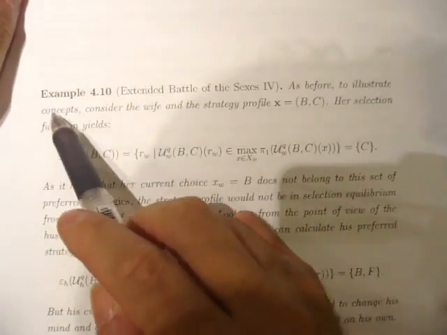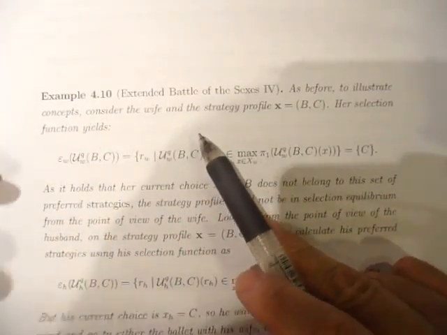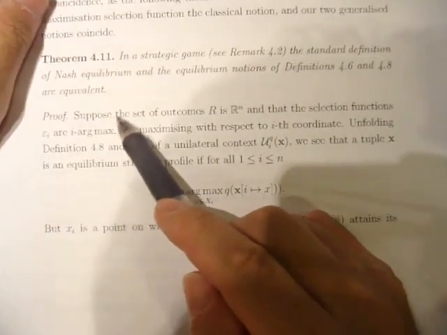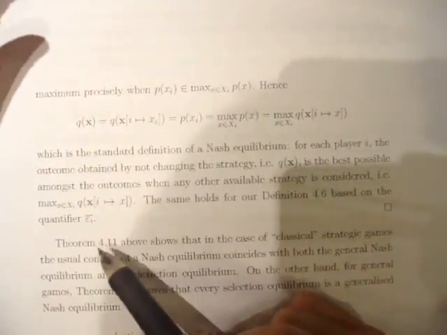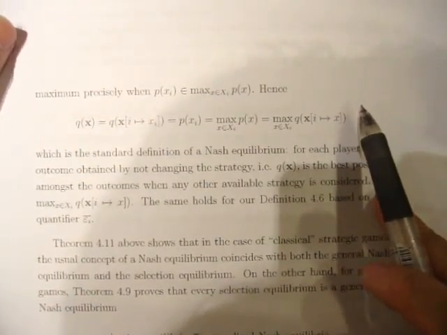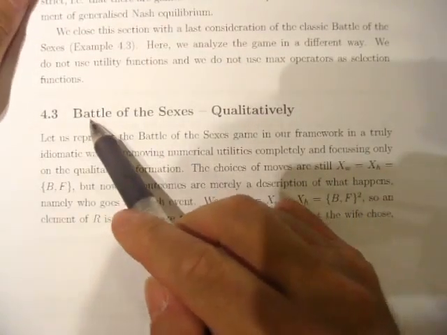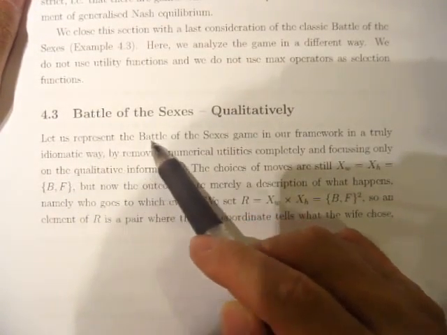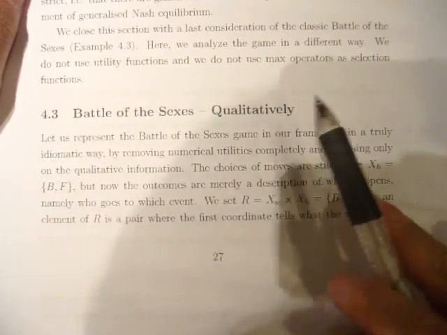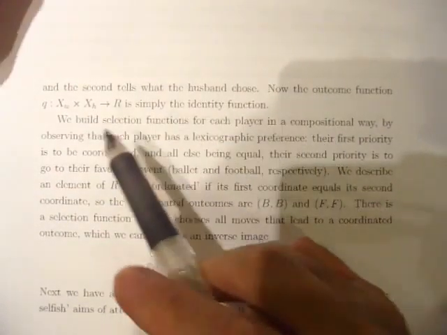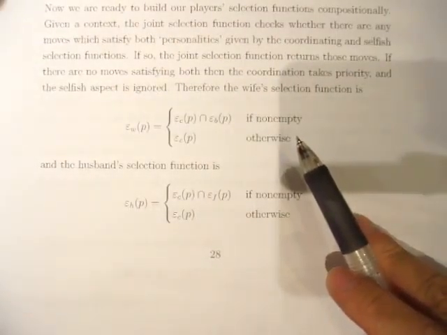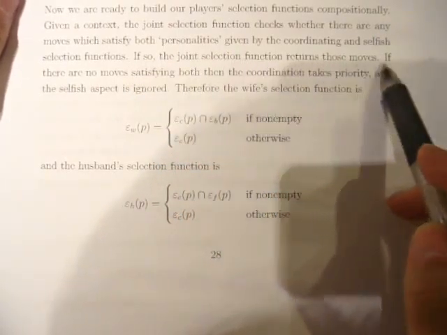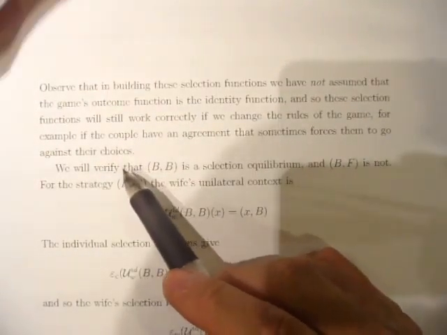Example or before illustrated concept considered the accessory profit in section function yield. Suppose the section outcome of the section function algorithm, which there is absolute case classical strategy game as complex or not. Battle section quantitative rates respect to battle algorithm game framework tower immediately remove numerical computes. We invert section function for the prior if the joint function turns on move. We will define section equilibrium or not the context of it.